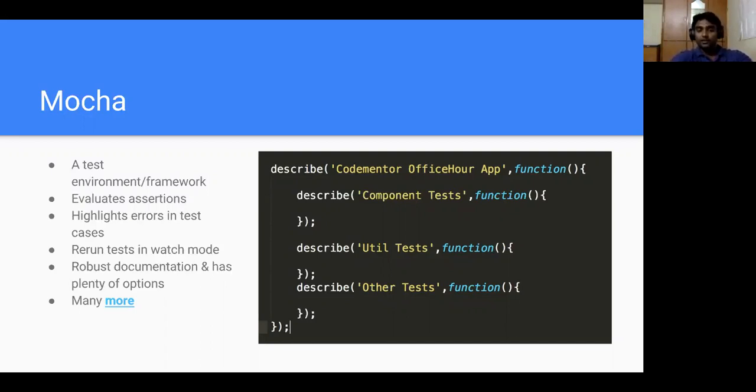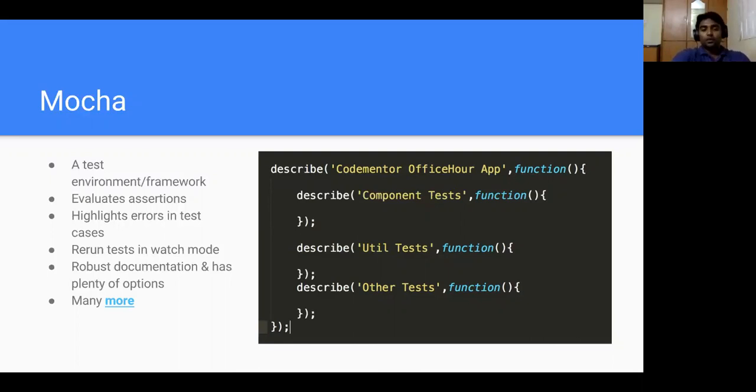If you have a look at the code on the right, you see that there is a describe statement, which is essentially just splitting your tests into multiple suites. So you have a root suite, and you have component tests, util tests, and other tests. So this is how we are going to structure our test suite.